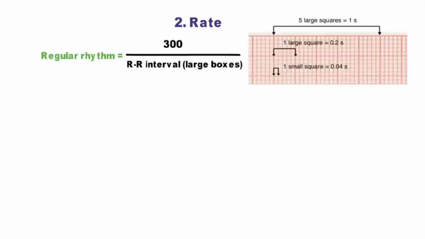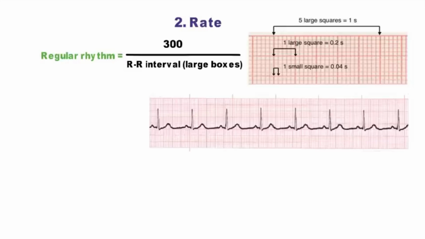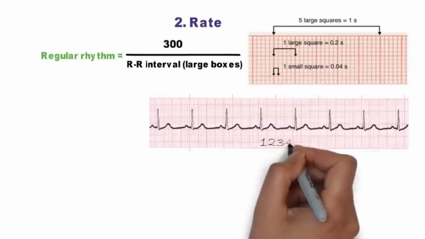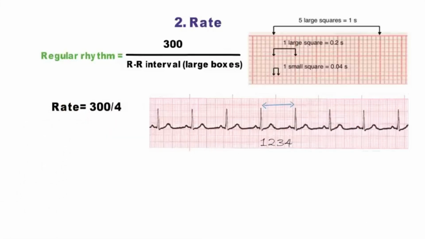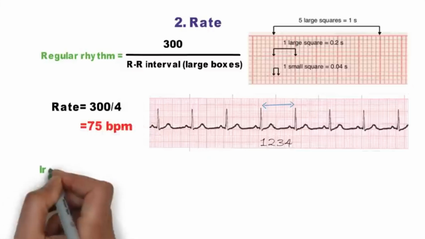And this is an ECG graph paper. If the speed or calibration of the ECG machine is 25 mm per second, then one small square corresponds to 0.04 second and one big square to 0.2 second. So 5 large squares is equal to 1 second. Now in this normal sinus rhythm ECG, there are 4 large boxes between RR intervals. So the rate will be 300 divided by 4, which comes out to be 75 beats per minute.